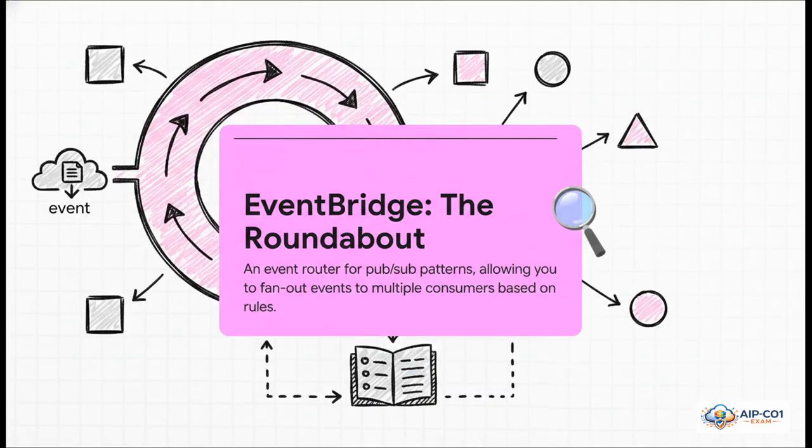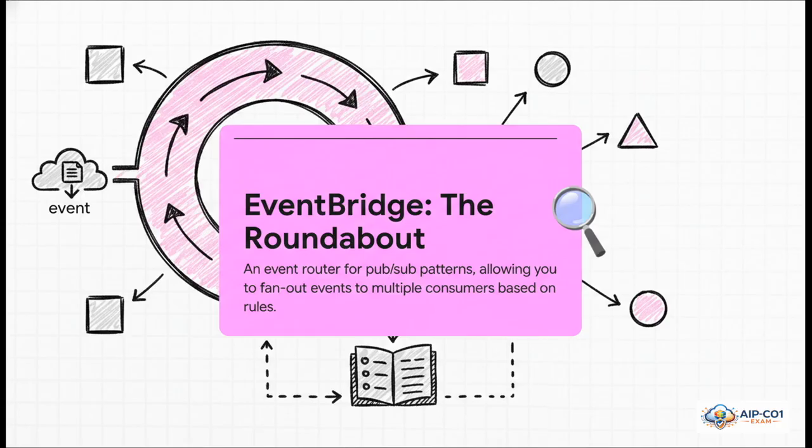Then we have EventBridge. The best analogy for this is a traffic roundabout. So an event happens, like, hey, a new file just got uploaded to S3, and EventBridge sees that event. It then looks at its rules and routes that message to all the different roads or services that need to know about it. It lets you fan out that news without any of the services needing to be coupled together.